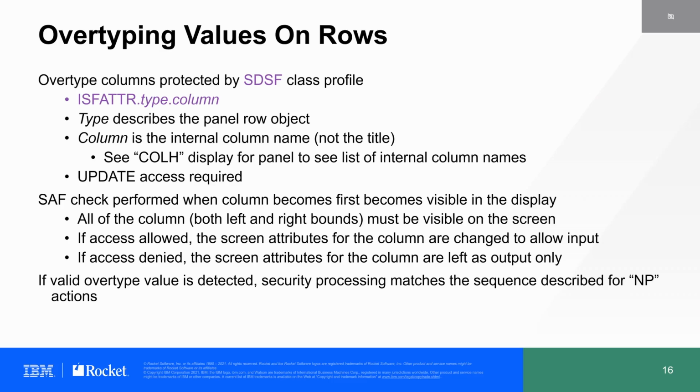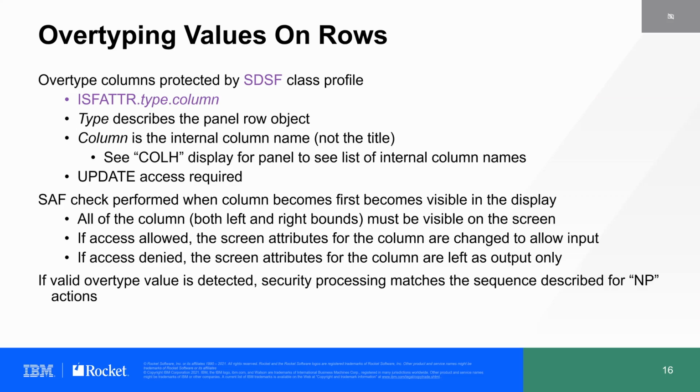So this SAF check is performed when the column first becomes visible in the display. Some of our displays are 10, 20, 30, 40 columns wide. So we only do the check when the column appears on the display, and it must be fully visible. So both the left and right bounds of the column must be visible on the screen. And if the access is allowed, we'll change the screen attributes to allow you to actually type over that column. If the access is denied or the column is only partly visible, it'll just be an output only attribute.